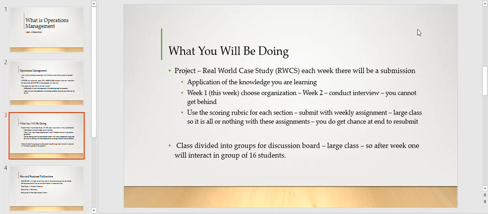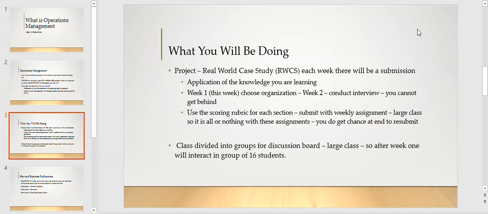So in this particular class, what you will be working on is a project all the way through. We've called it the Real World Case Study. And each week there's going to be a submission, starting this week already. What'll happen is it will be an application of the knowledge you've learned.